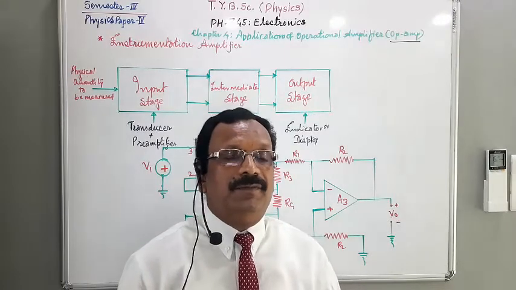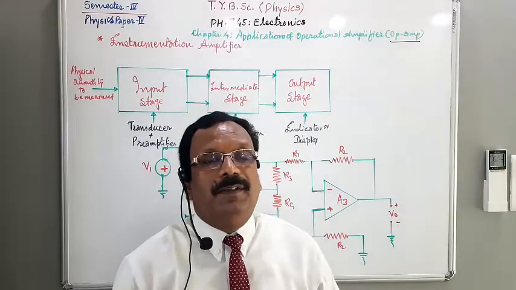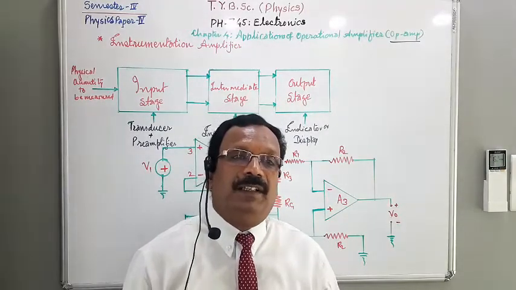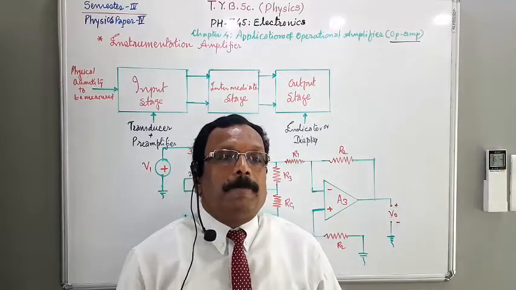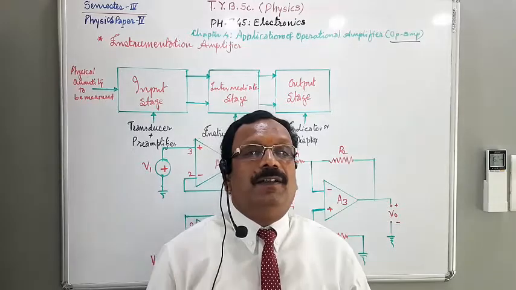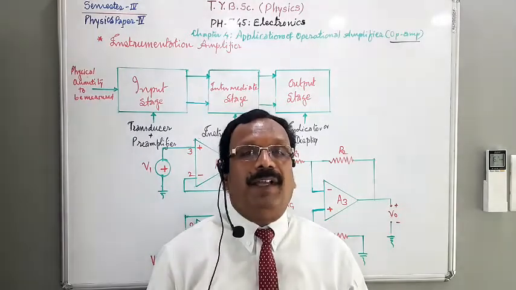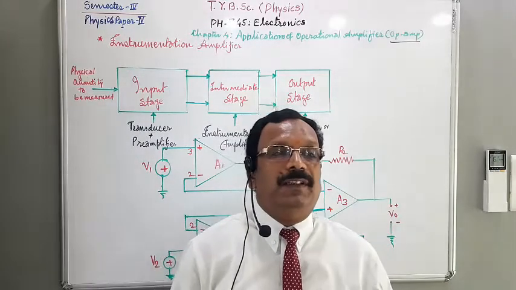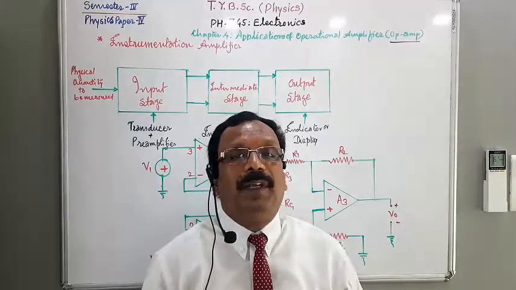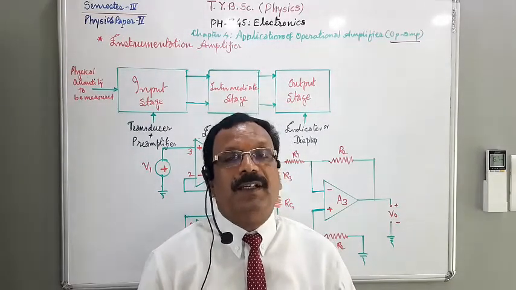Now in this lecture, we are going to study one of the most important applications of op-amp, that is the instrumentation amplifier. An instrumentation amplifier, in a qualitative way, is simply an amplifier used in electronic instruments for the purpose of accurately measuring certain physical parameters or physical quantities.